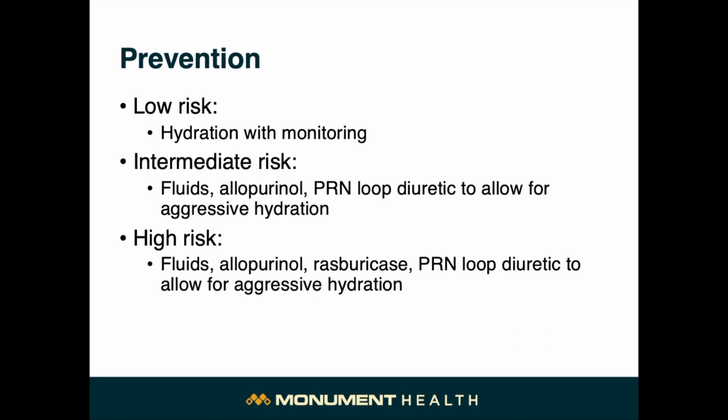Ultimately, with the prevention of tumor lysis syndrome, patients are going to be managed based on their level of risk. For patients who are low risk, it's recommended to do prevention strategies that include hydration alone with close monitoring. If patients are intermediate risk, this is going to introduce more therapies with fluids, allopurinol, and as-needed loop diuretic, and this is going to allow for aggressive hydration to occur. If patients are high risk, the management is going to look very similar to intermediate risk. However, rasburicase can also be used.